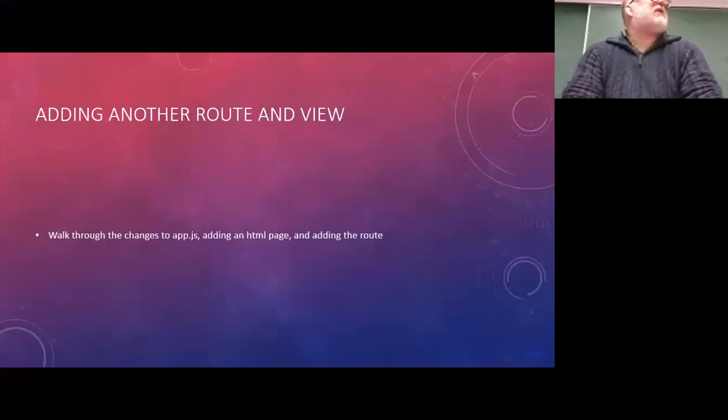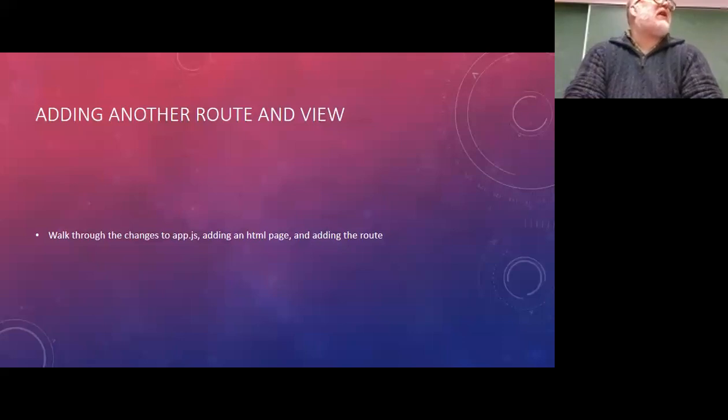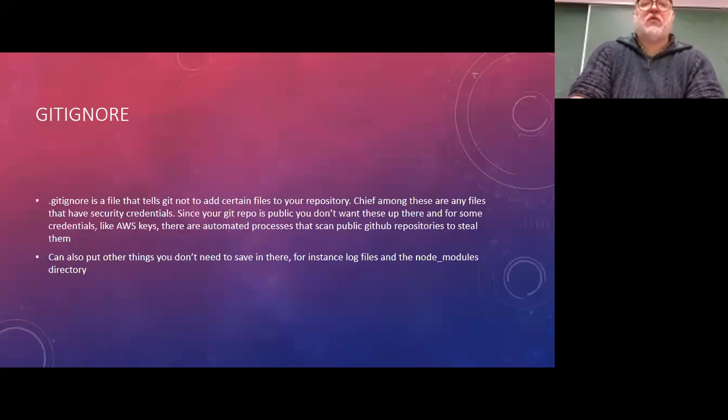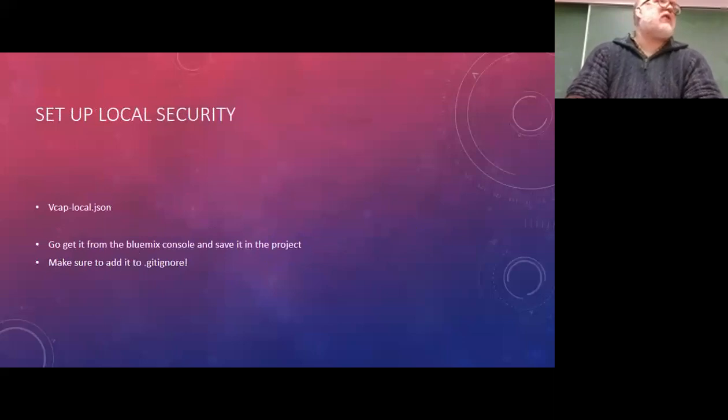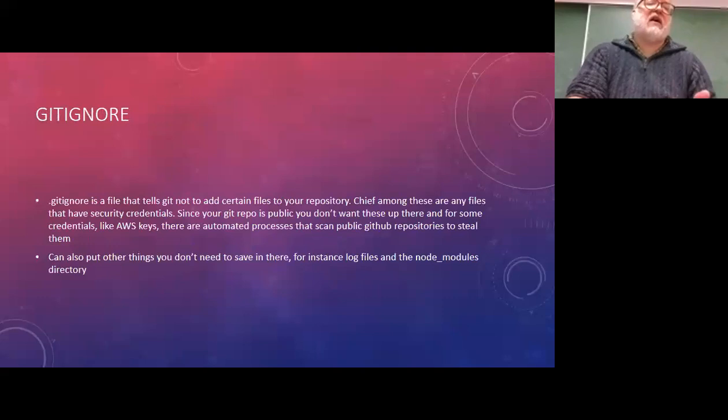I want to make sure that people understand how I got to that point and don't have any burning questions before I walk into the next set of things. Everybody okay with the 3 steps, basically, to install this locally? That being to make sure that Node and NPM are set up, set up the local security file, set up your .gitignore. Those are the 3 things that really need to be done to run stuff locally.